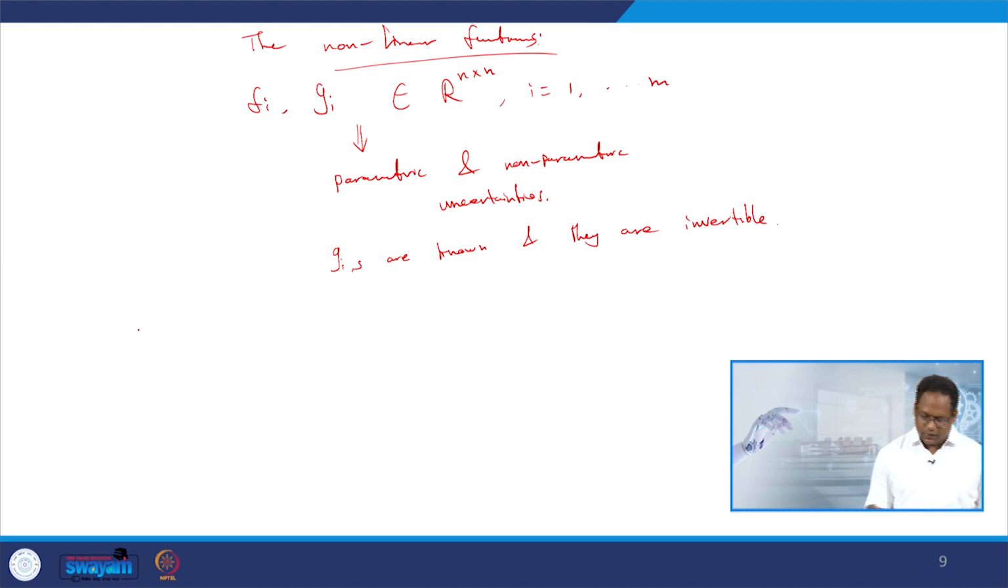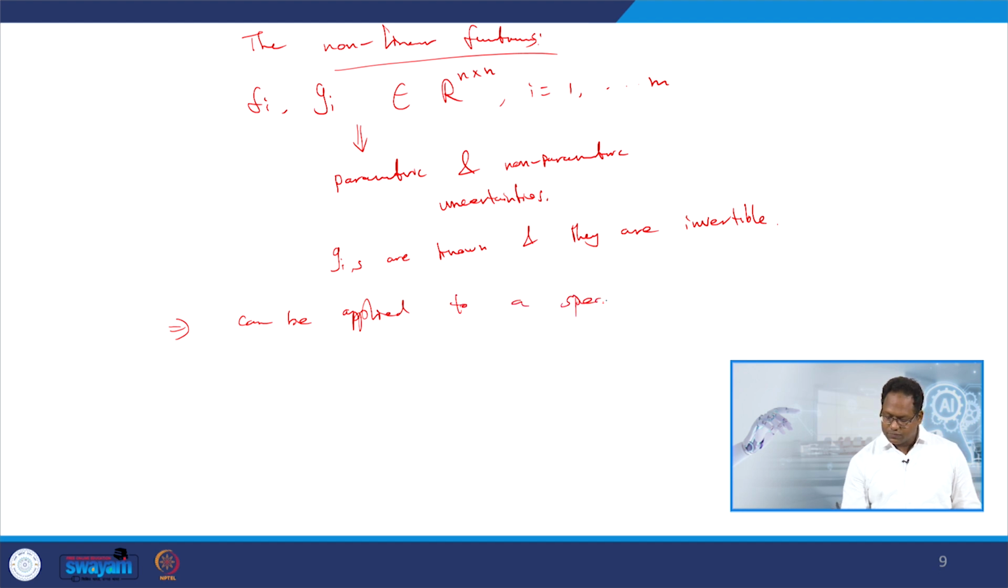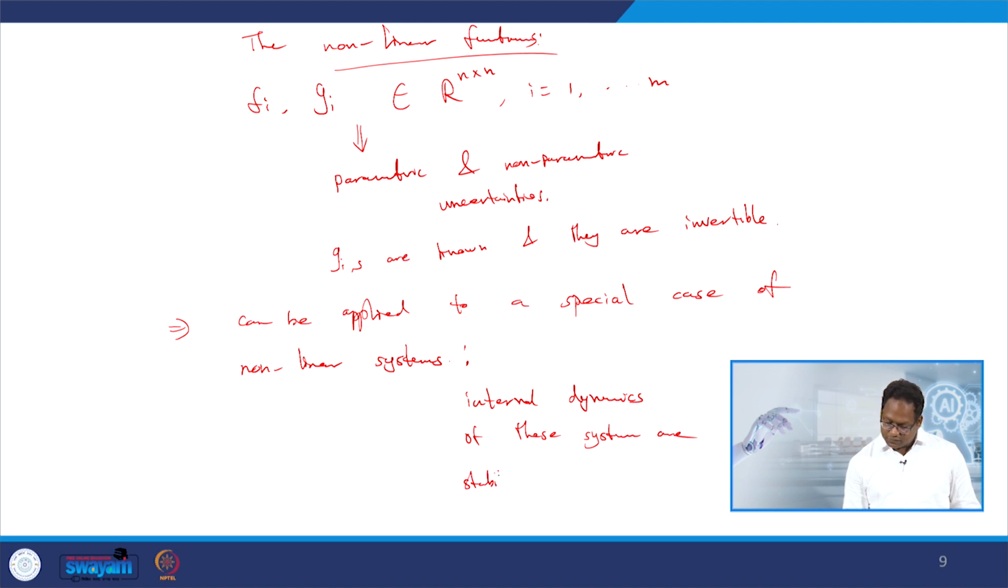So, the backstepping algorithm, we can say that it can be applied to a special case of nonlinear systems, as long as internal dynamics of these systems are stabilized. Okay.